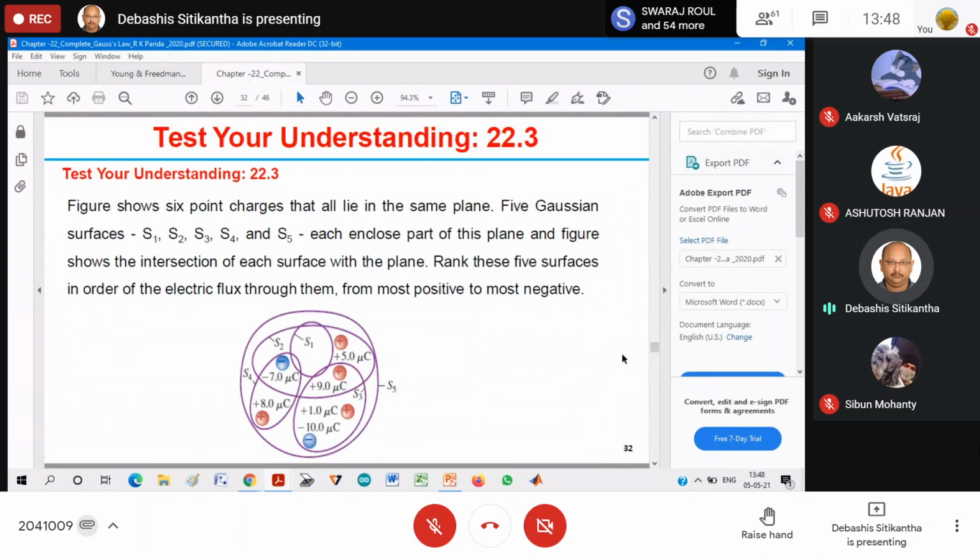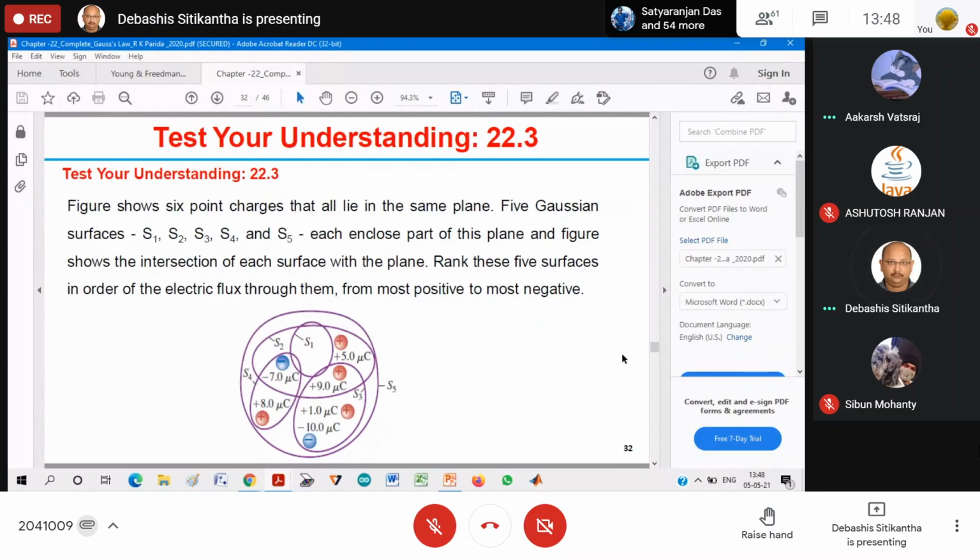Yes. Come on, tell me. Sir, S1 and S3 are 0. S2 is 7 coulomb. S4 is 1 coulomb, S5 is 6 coulomb. What about S4? You have missed out S4. S4 is 1 coulomb. What about S5? 6 coulomb. Okay. These are the charges enclosed.